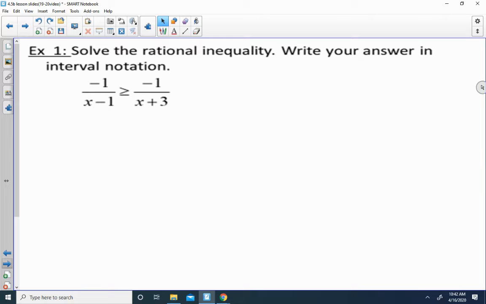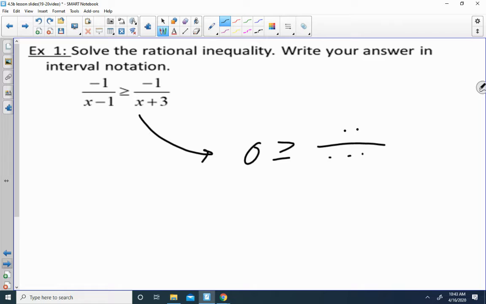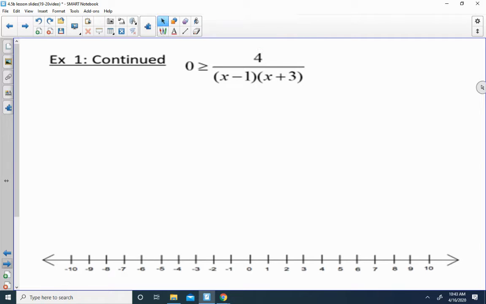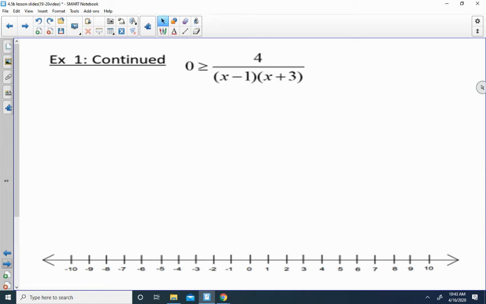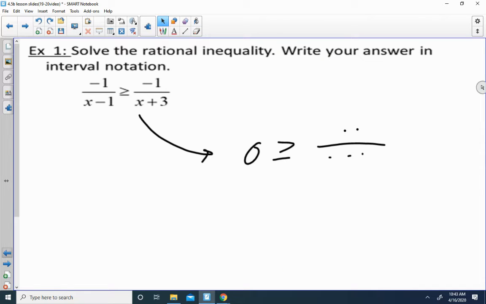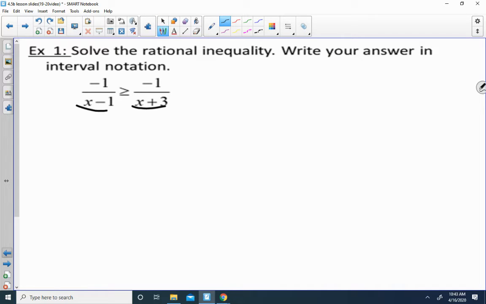So we're going to be doing what we did yesterday, where we're going to be rewriting this so we get 0 greater than or equal to something over blah, blah, blah. And then we're going to be taking that, doing top and bottom, set them equal to 0, etc. Basically all the stuff that we did yesterday. It's just now, this time, look at your example and notice that we don't have a common denominator. So we can't even really do much with this problem until we find a common denominator. And to find a common denominator, use the same trick that we talked about in the bell ringer.